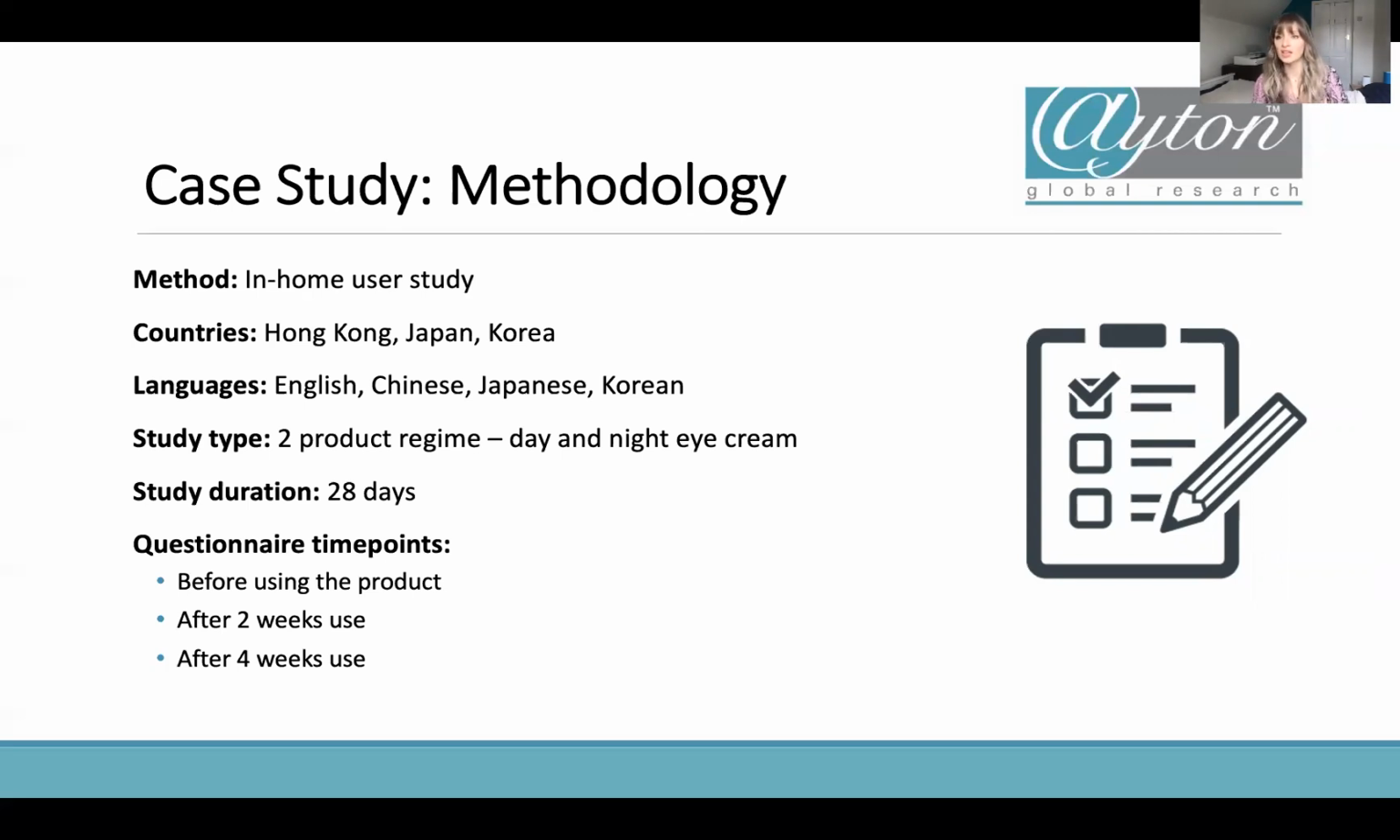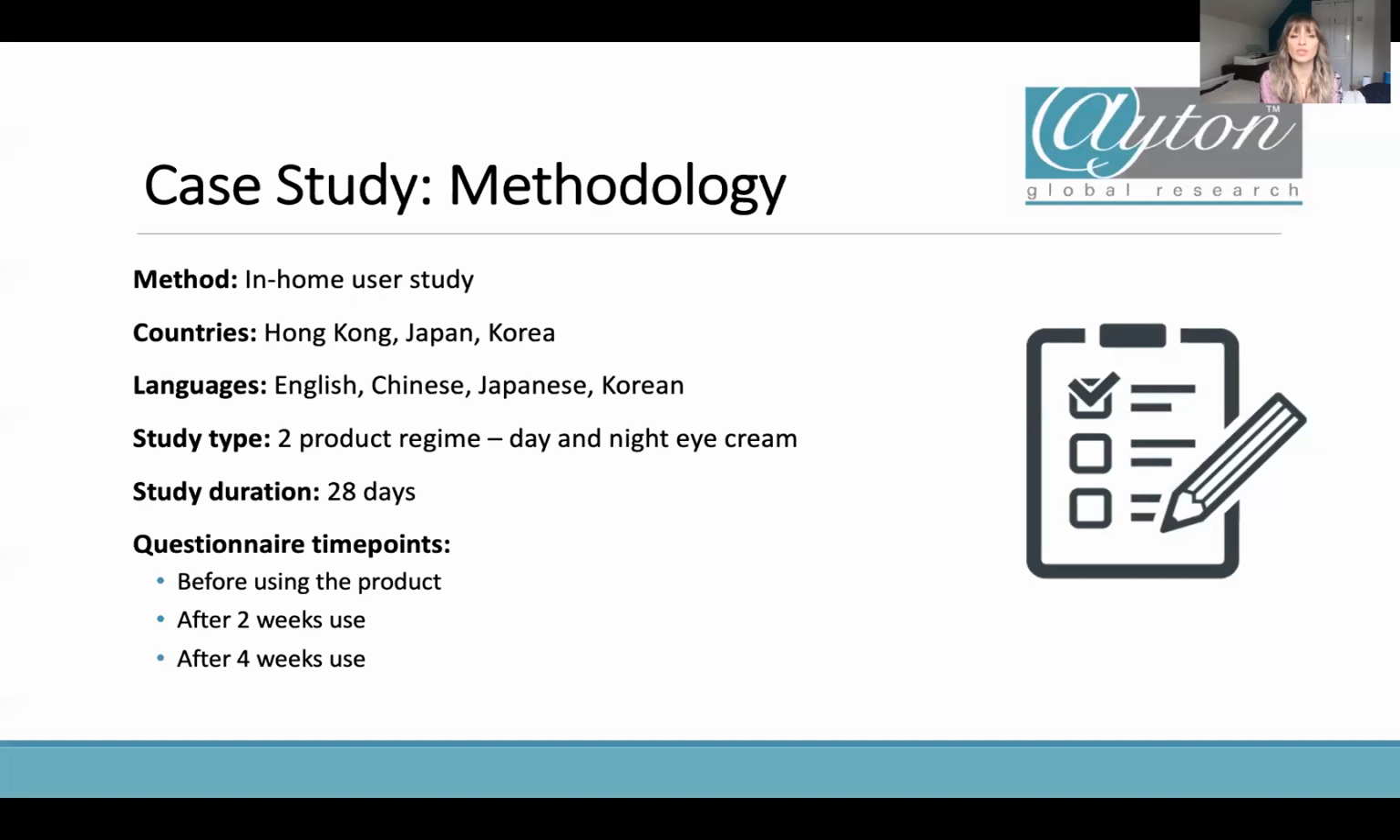It's a 2-product regime. So we had a day and a night eye cream. They're going to be sold as a duo, so they need to be tested together. So this is a really good thing to think about as well when you're coming up with your methodology. Is this product sold separately? Is it supposed to be sold in a regime? Are you trying to compare it? This is all really important stuff.